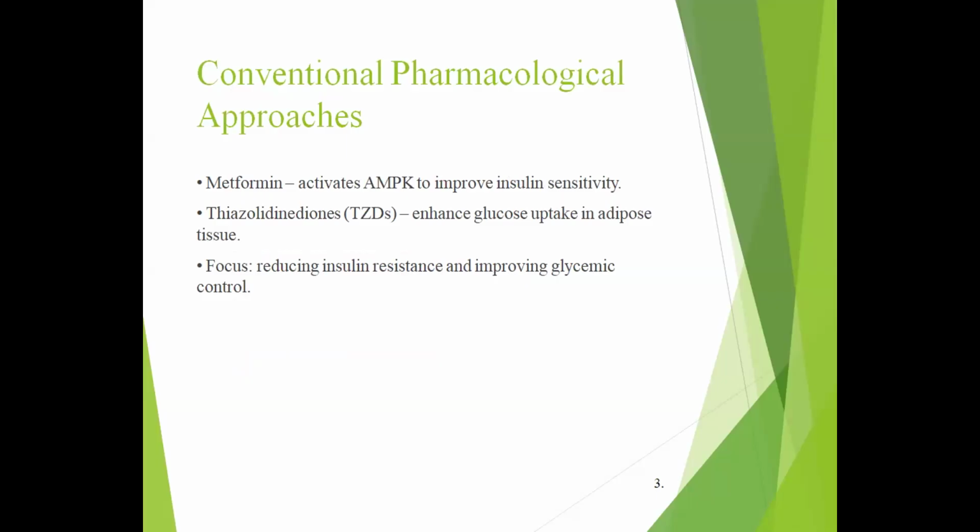Now talking about the treatment approaches in insulin resistance, which are widely found all over the world. The first line drug used in insulin resistance is metformin, which activates the AMPK pathway, adenosine monophosphate protein kinase pathway, which basically improves insulin sensitivity. It is the first line drug used in treatment of diabetes mellitus type 2 and insulin resistance. The other drug which is predominantly used is thiazolidinediones, of which the example is pioglitazone. What pioglitazone does is it increases glucose uptake in adipose tissue in case of obesity. Next, please.